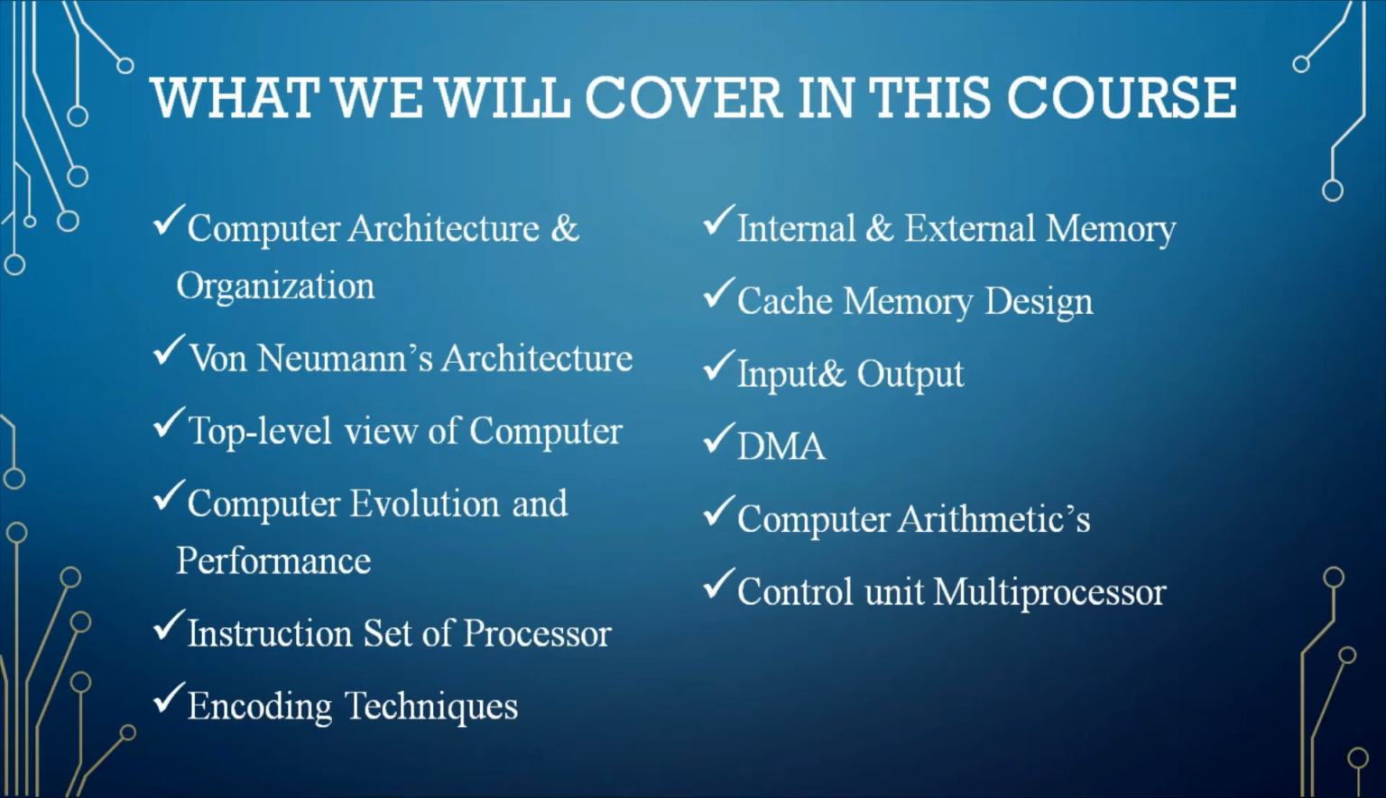Then I will discuss the direct memory access, that is DMA. Direct memory access transfers the data directly from memory to the input-output devices without involving the processor. These input-output devices are like keyboard, mouse, etc. and memory is what? RAM. So this direct memory access will transfer the data directly from memory to the input-output devices.